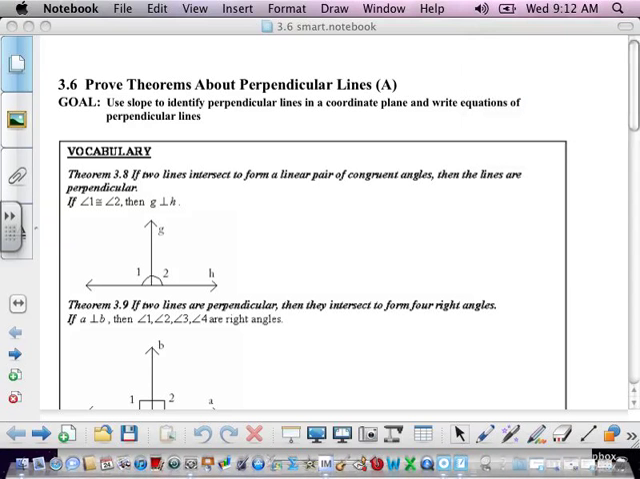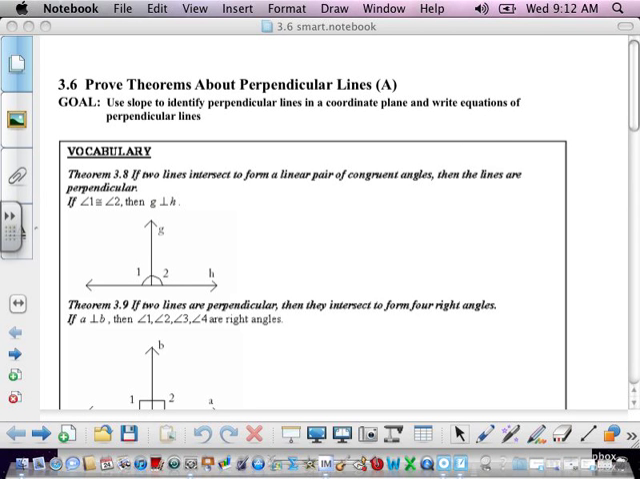All right, ladies and gentlemen, we're looking at 3.6. We're going to prove theorems about perpendicular lines. So these theorems you're going to want to add to your theorem and postulate sheet. They will be on the quiz Friday.